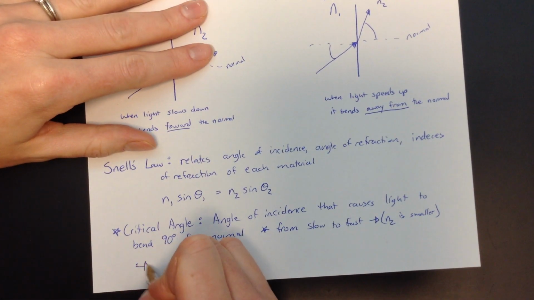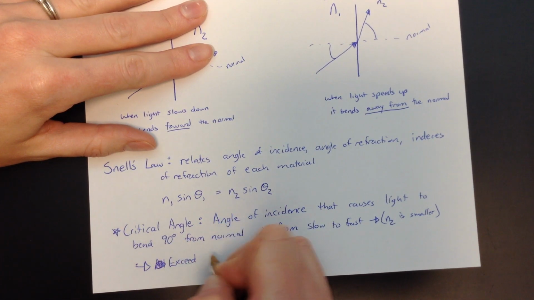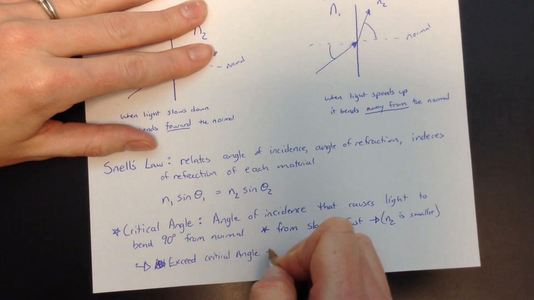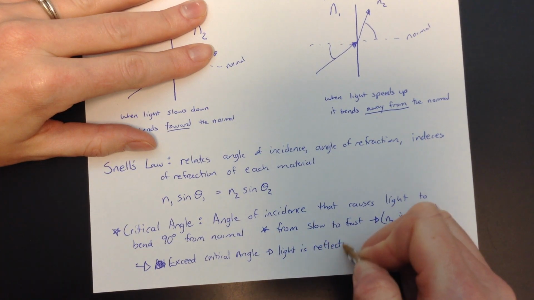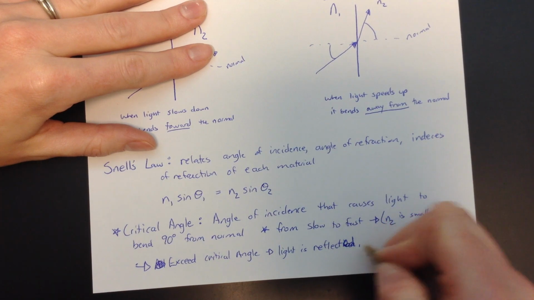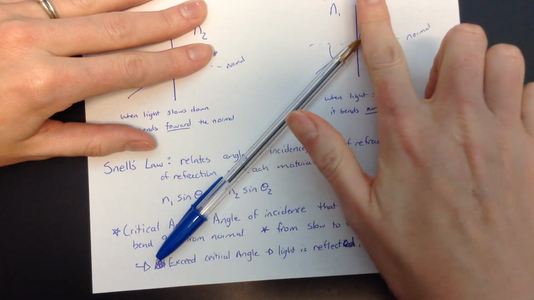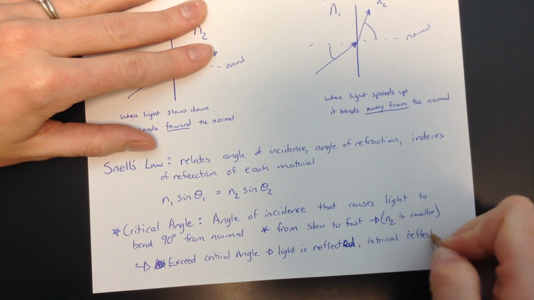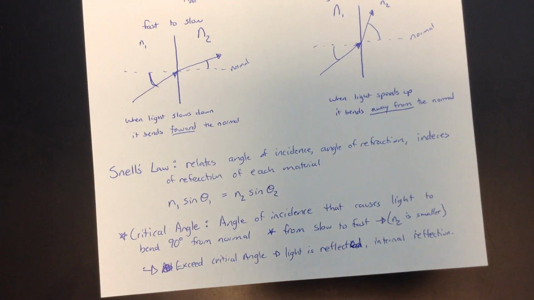Once this happens, if you exceed the critical angle, then all the light is reflected instead. And we call it internal reflection, because what happens is the light just comes back instead. So it's internal reflection. It stays inside the material that the light was in the first place. So let's do some examples.